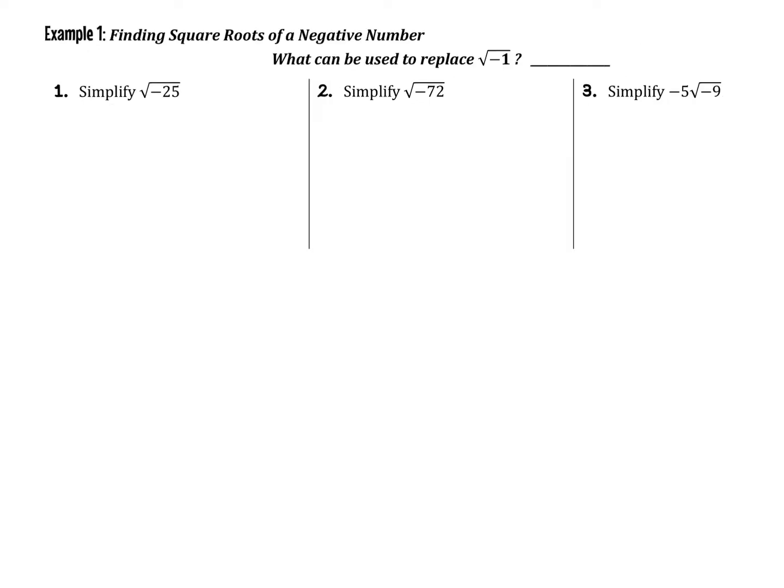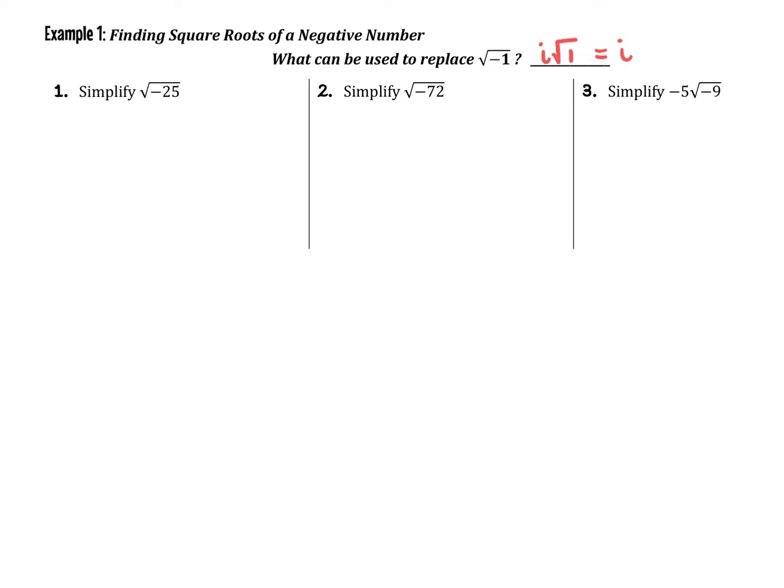So if we have the square root of -1, we just said that anytime we have a square root, we can take the negative out by sticking an i in front, and we know that the square root of 1 is 1. So i times 1 is going to give us i.